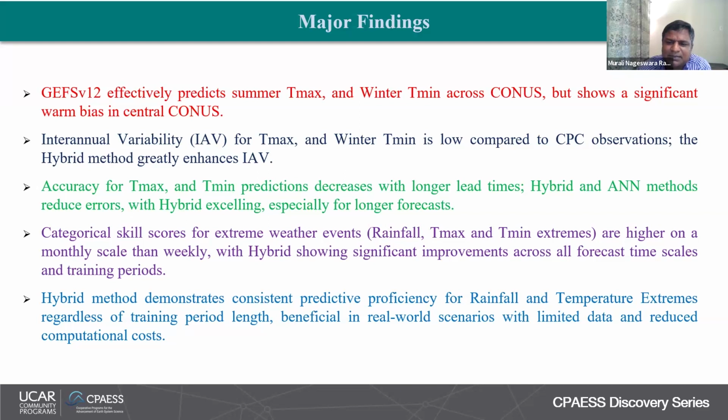Hybrid method significant improvement can be observed across all forecast time scales, for week 1, week 2, week 3 to 4 and monthly scale, including all training periods. The training period impact is very minimal. The hybrid method has demonstrated consistent predictive proficiency of the rainfall and temperature exchange, regardless of the training period length, and is beneficial in real world scenarios with limited data, and reduces the computational costs.